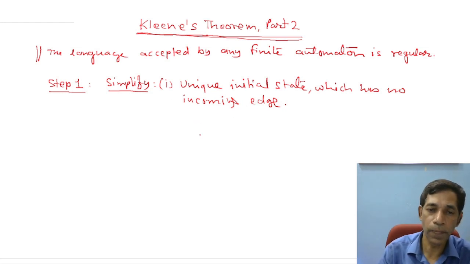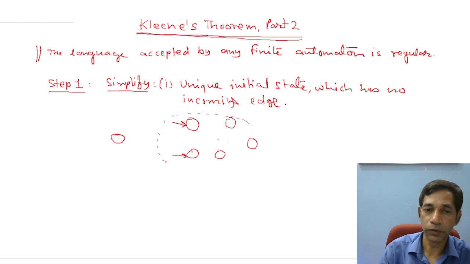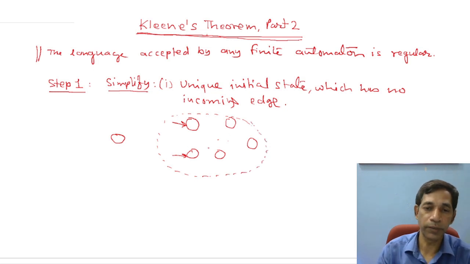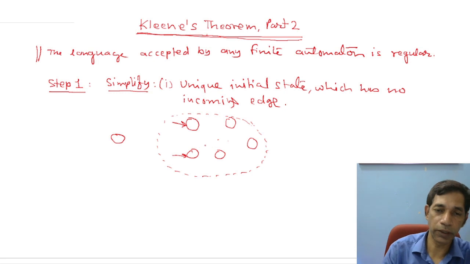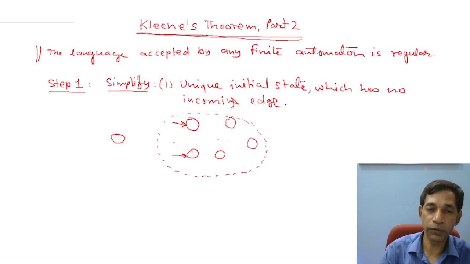Like if you are given an FA like this, you may have a number of states. I'm not going to draw all the states. The important thing is that you have two initial states, one is this and another is this. If you have more than one initial state, then we need to use step 1 of the algorithm, which says that you have to simplify to make one unique initial state.